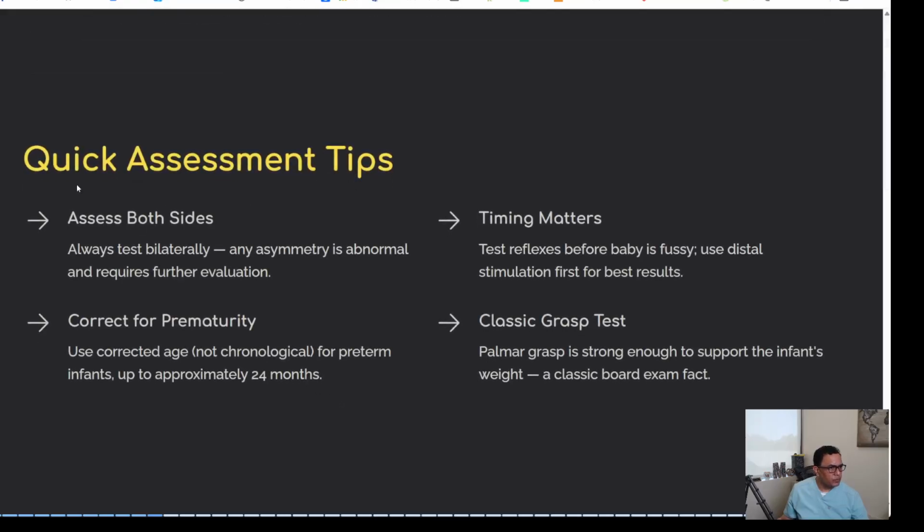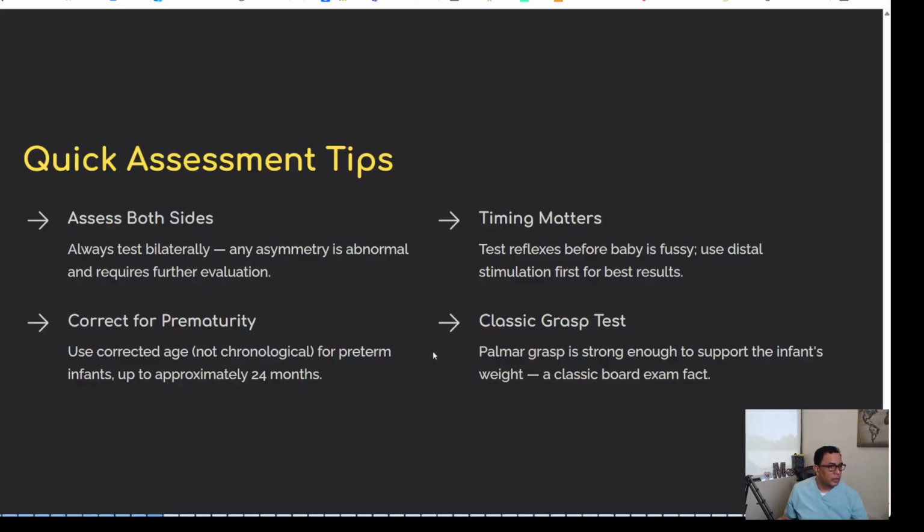Quick assessment. Assess both sides. Always test bilaterally. Any asymmetry is abnormal. Timing matters. Test reflexes before the baby is fussy. Usually the distal stimulus first gives the best results, meaning legs first before arms. And then palmar grasp is strong enough to support an infant's weight.